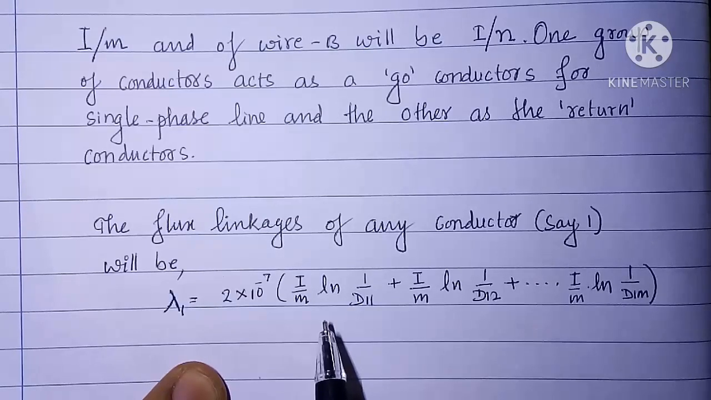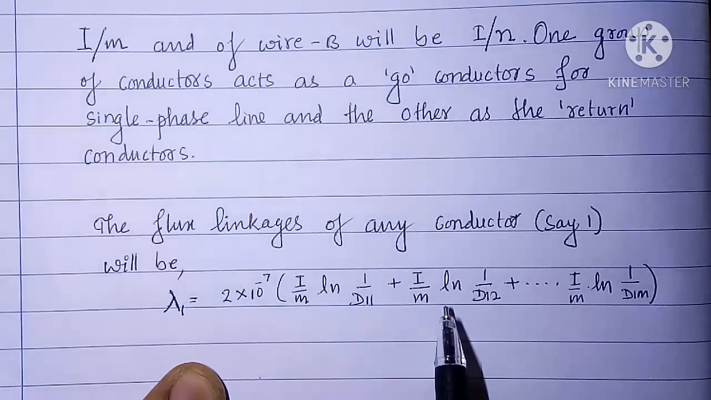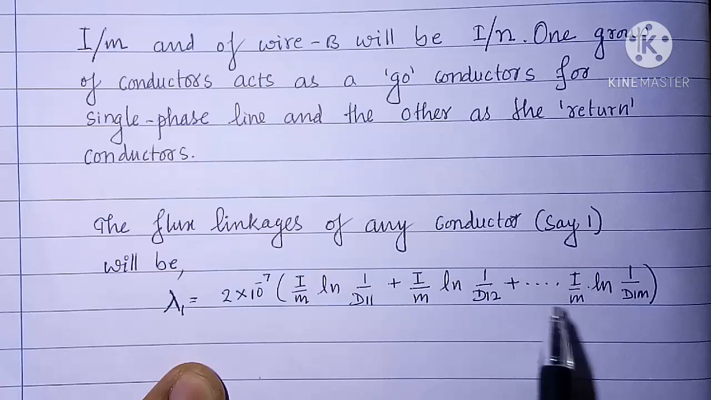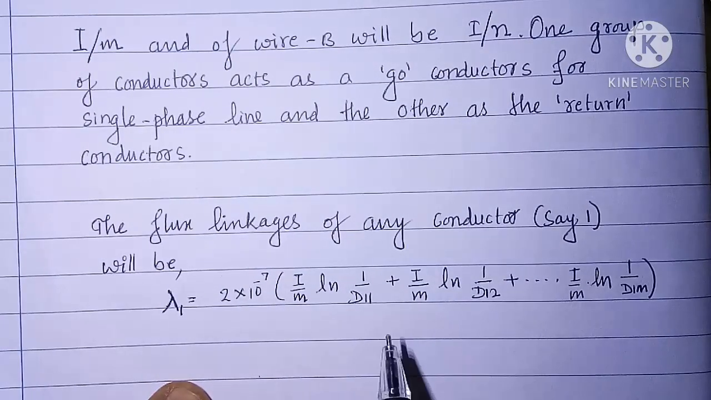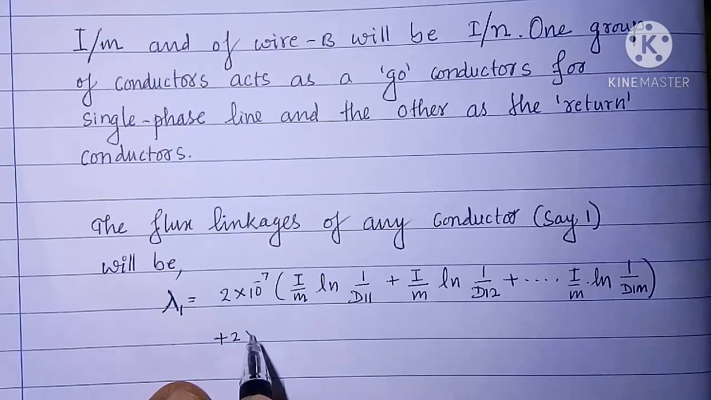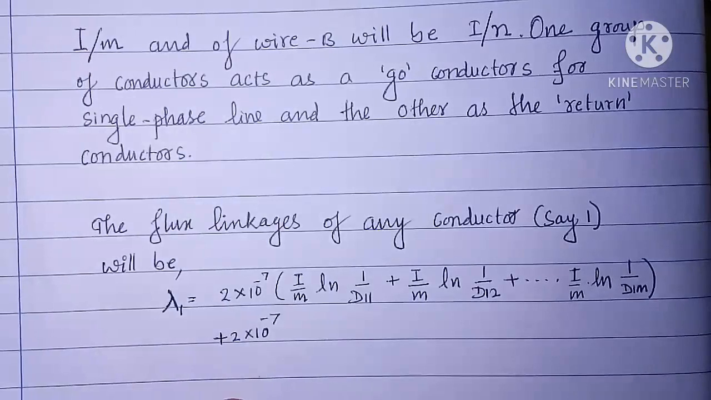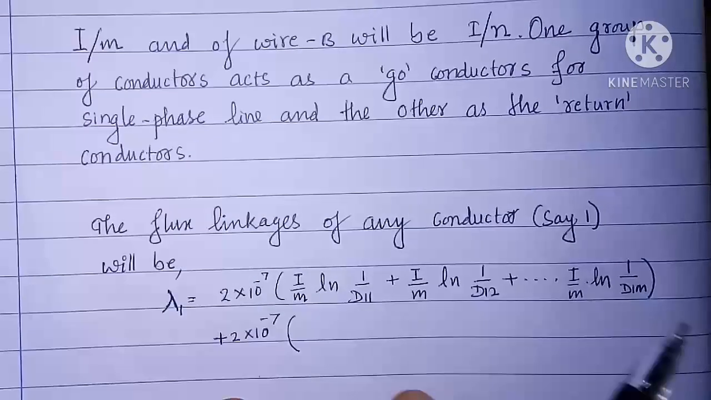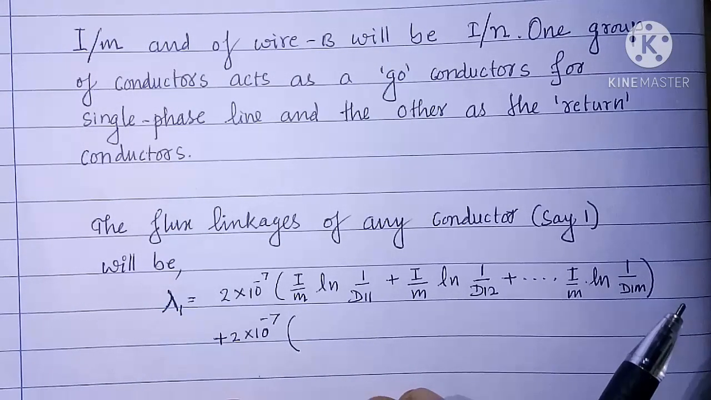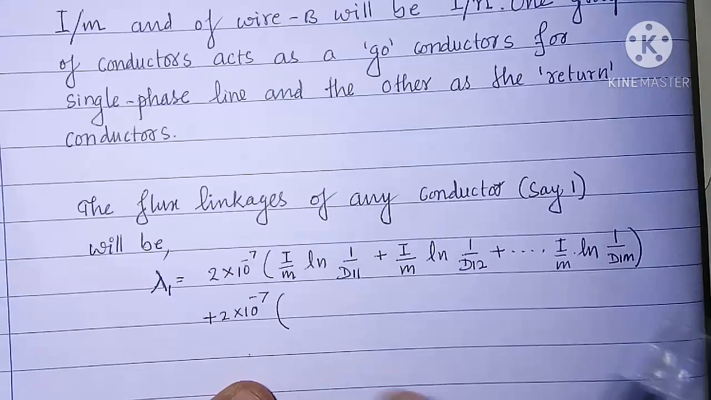This term gives us the inductance of conductor 1 because of the current flowing through itself and because of current flowing through other conductors in wire A. Now we have to write the second term which will give us the flux linkage due to the current flowing through the various conductors, that is from A to N in wire B.